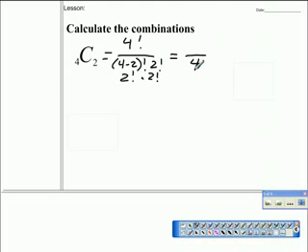What do I have up top? 4 times 3 times 2 times 1. So the 4's cancel. I'm left with 3 times 2 times 1, which is 6. So the combination of 4 choose 2 is 6. A permutation of 4 choose 2 would be 12, because you don't have this extra 2 outside. That's what accounts for things being able to be reused, that extra r factorial on the bottom.